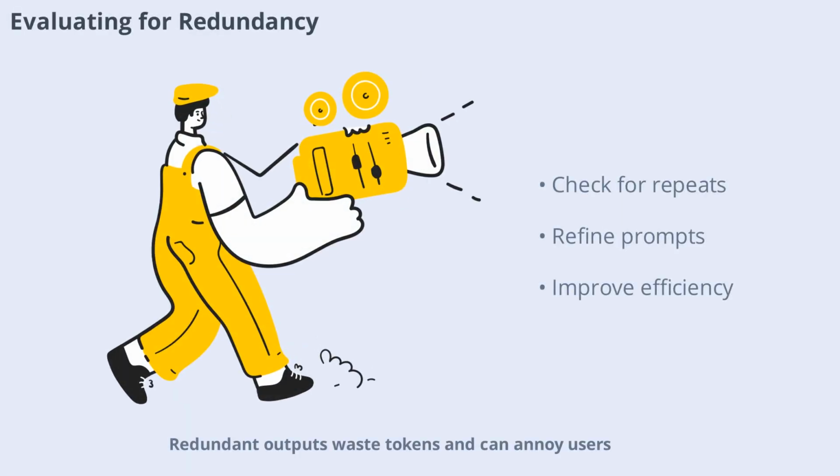Redundant outputs waste tokens and can annoy users. Evaluate by checking for repeated information in responses. Refine prompts and context selection to minimize redundancy, making your application more efficient and user-friendly.